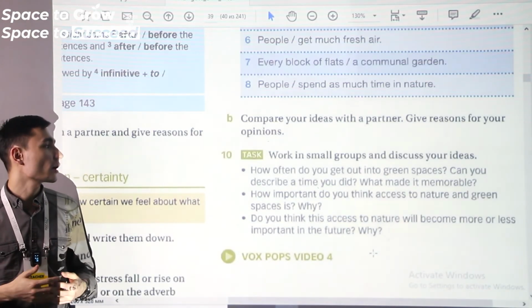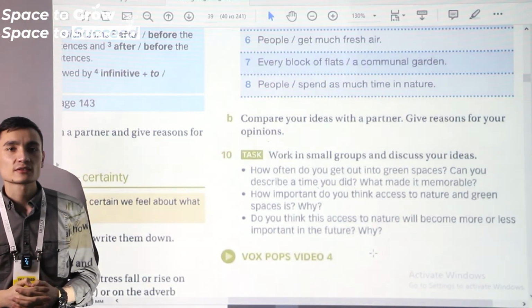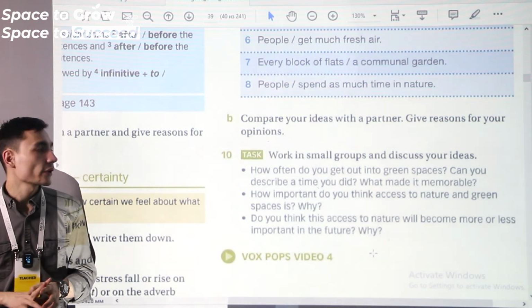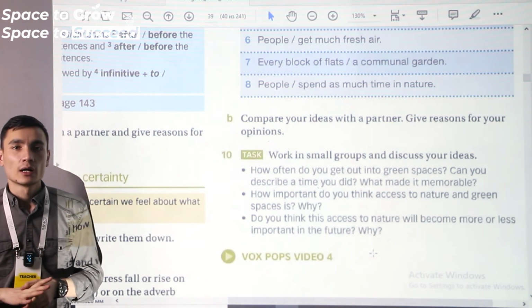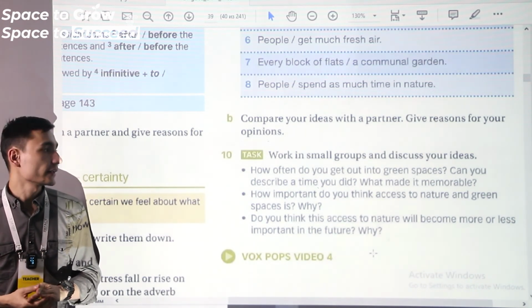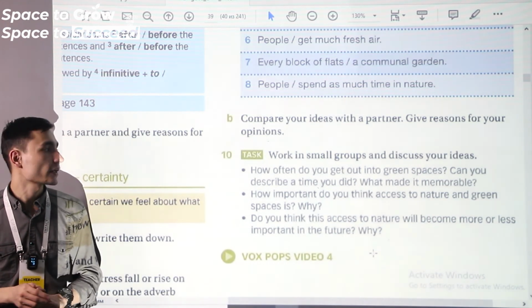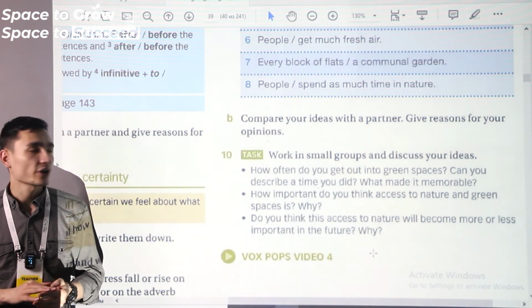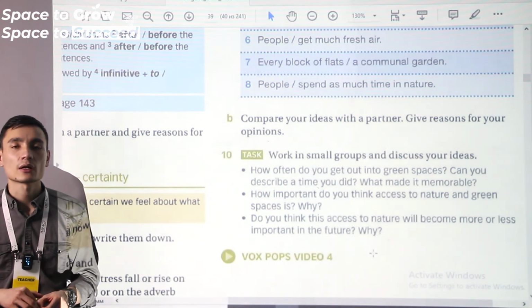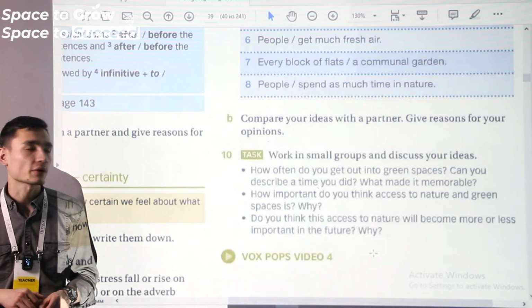And now let's look at the possible answers. Well, I don't often get out into green spaces, maybe once or twice a month. The last time I went to a green space was a month ago when I took a stroll at night, and it was memorable because I was thinking about my plans, future aspirations and future goals, and it was one of the most energetic days of my life, and I had a really great time.